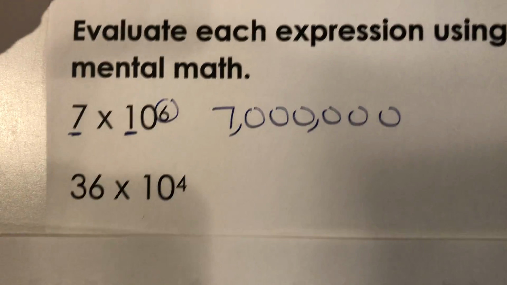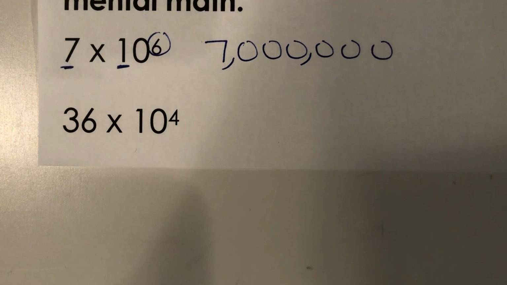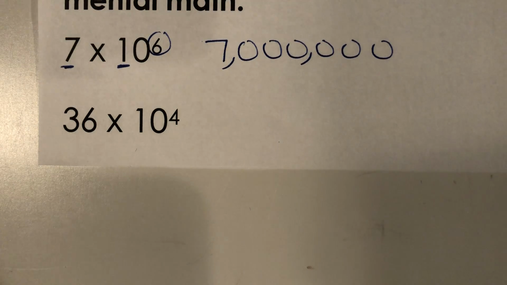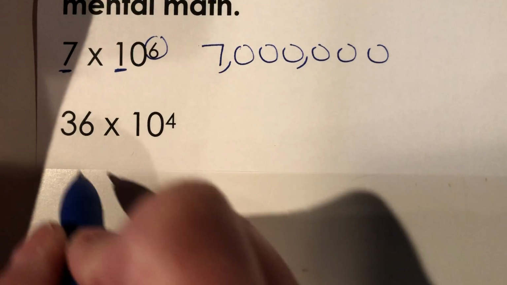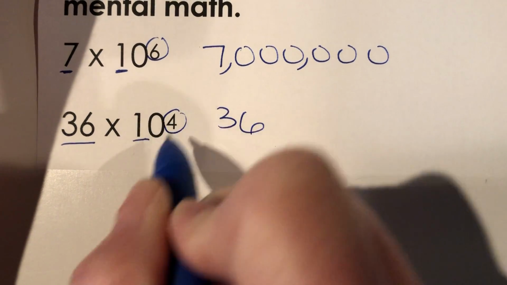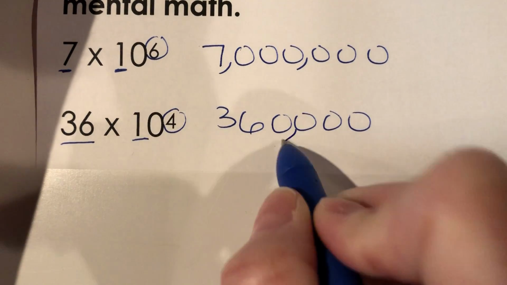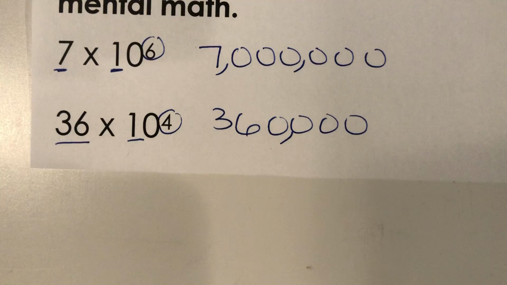All right, next. 36 times 10 to the 4th, same thing. I want you to evaluate this. I want you to solve it. Press play when you're ready. Okay, 36 times the 1 is 36, and this 4 tells me I need 1, 2, 3, 4 zeros after the 36, and we get 360,000.